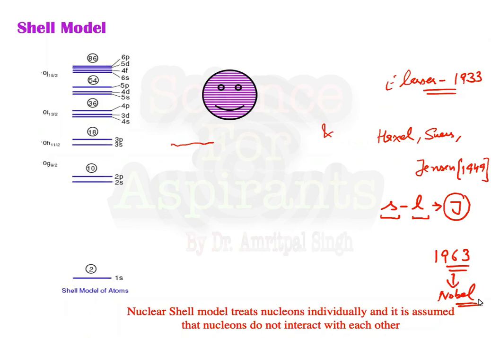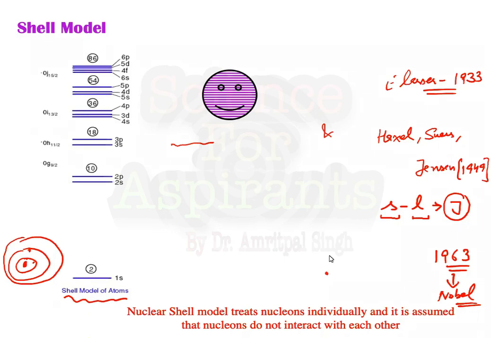Now, what are the major points of this shell model? They considered the analogy of the atomic model. As in the atomic model, the electrons are present in shells, similarly they considered that the nucleons within the nucleus are also present in the form of shells.